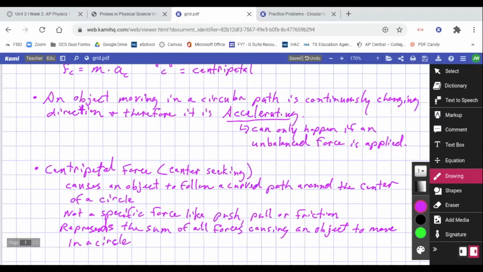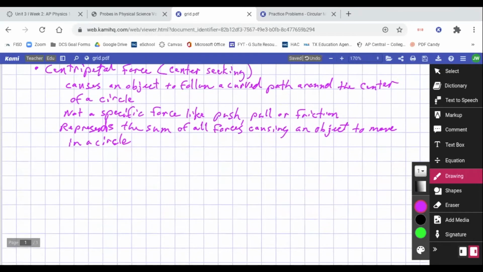Okay, I'm going to scroll my notes up just a touch. What does it say? Something, the sum of forces? Represents the sum of all forces causing an object. Thank you. Circle, no problem. I understand my handwriting's atrocious, but it's gotten me this far, sort of. Yes, represents the sum of all forces causing an object to move in a circle.